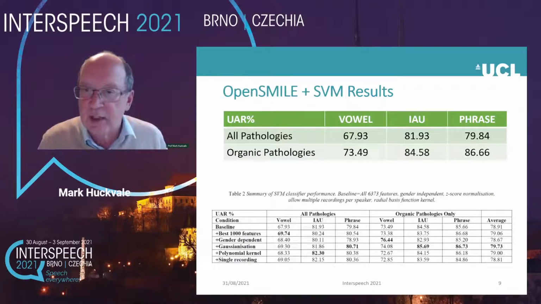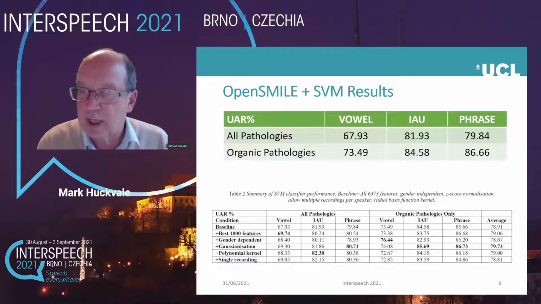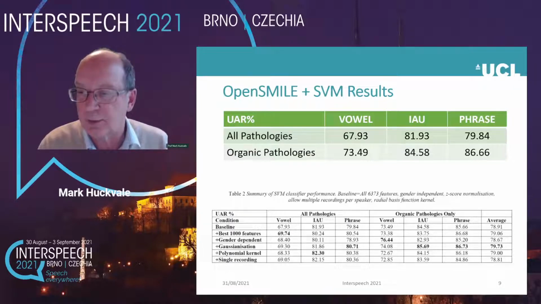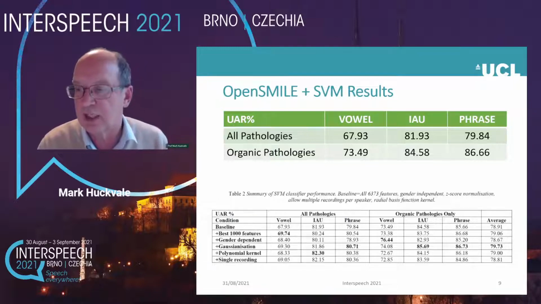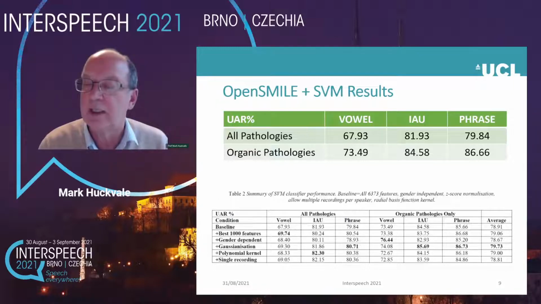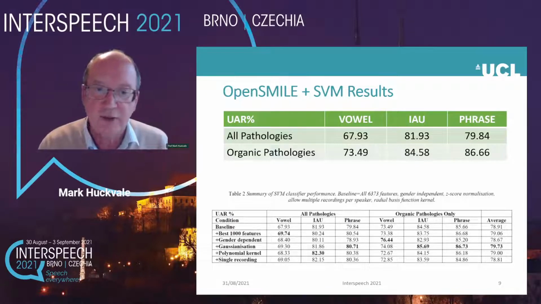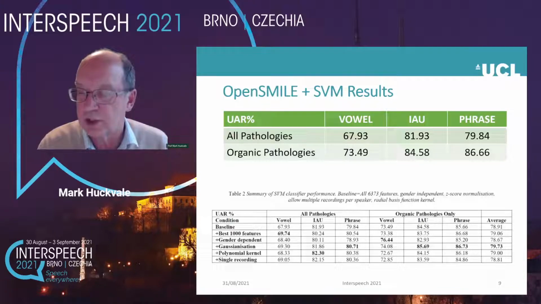So I now present the results that we found. Firstly, this is the OpenSMILE and the support vector machine classifier, and we were able to test this on all 3 types of speech: the vowel, the combination of vowels, E, R, U, and the phrase. And you'll see 2 rows there, one for all pathologies and one for organic pathologies.